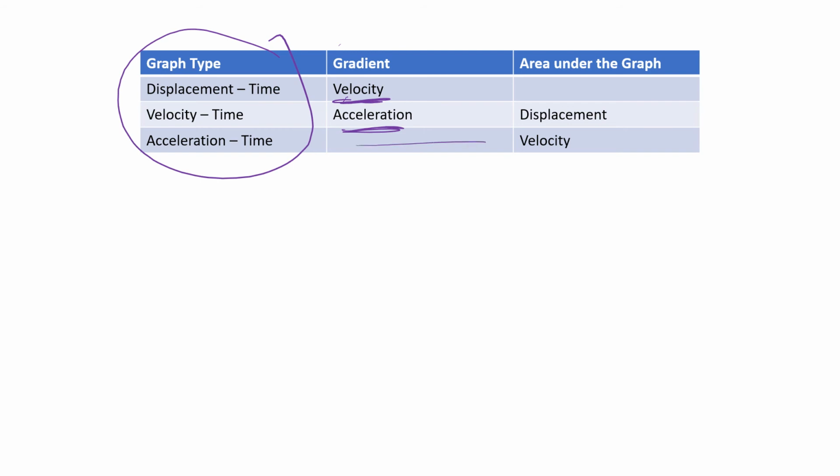Area under the graph of a displacement time graph doesn't give us much information. Velocity time, we get displacement. Acceleration time, we get velocity.